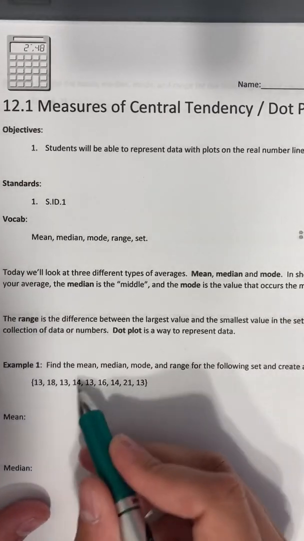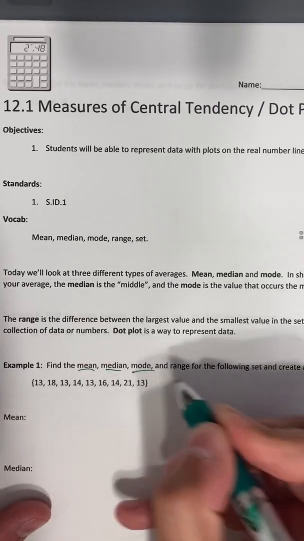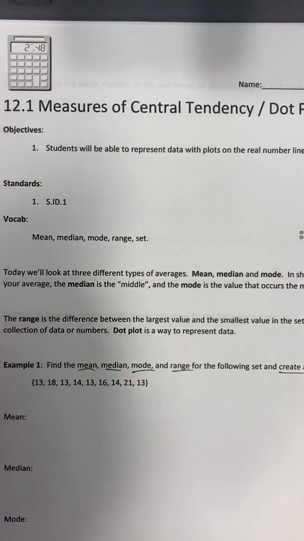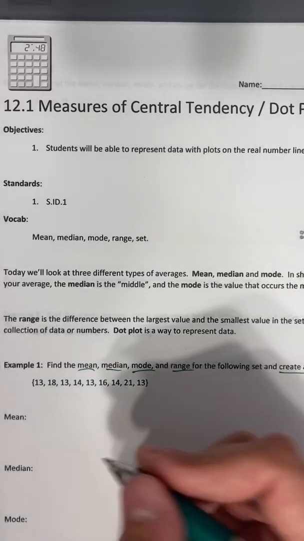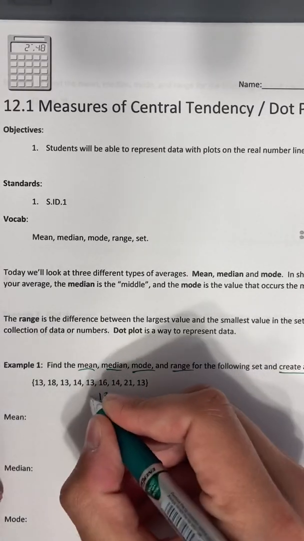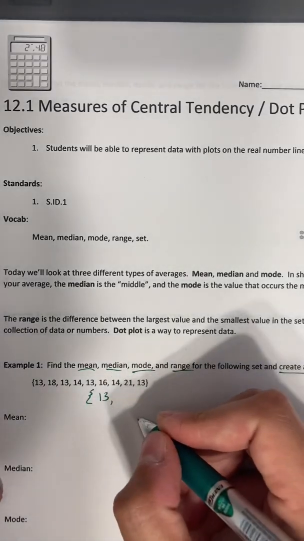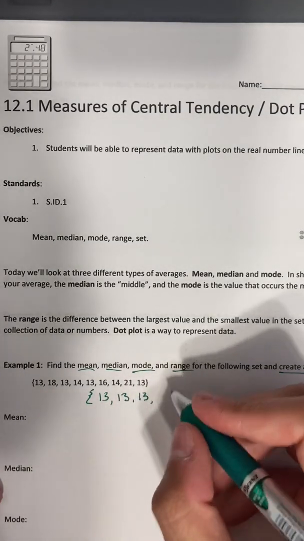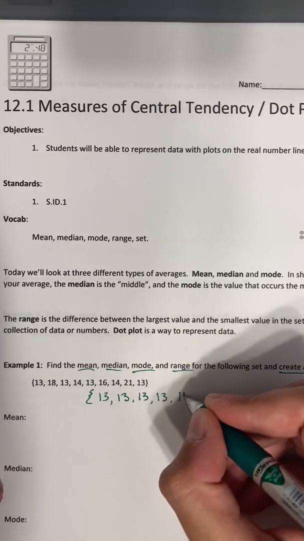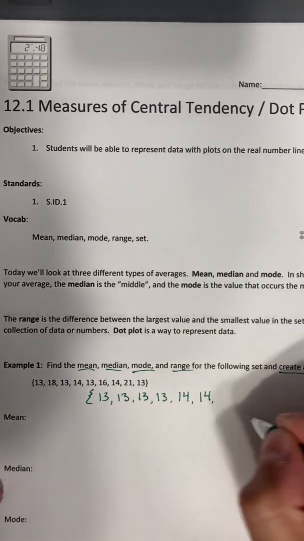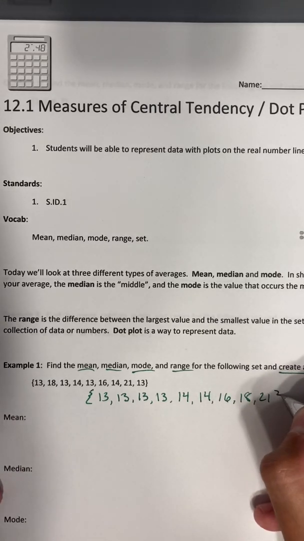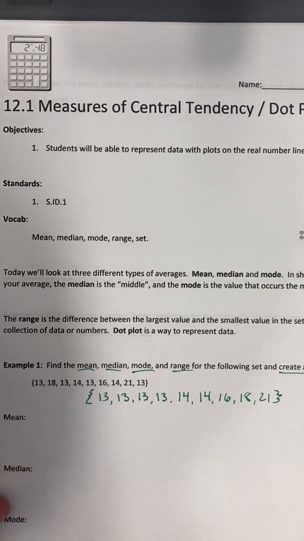We've got find mean, median, and mode and range, and create a dot plot. So first thing you're going to want to do with your set is put them in order from smallest to largest. I already did these, so I'm going to write these out real quick. All right, so from smallest to largest is what we got.